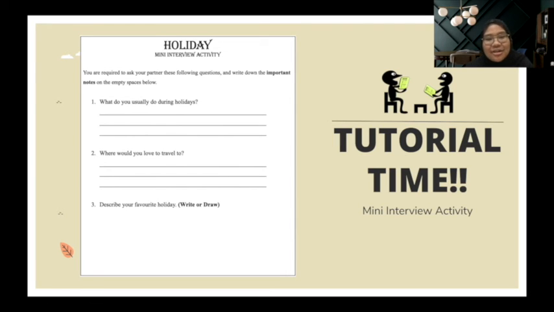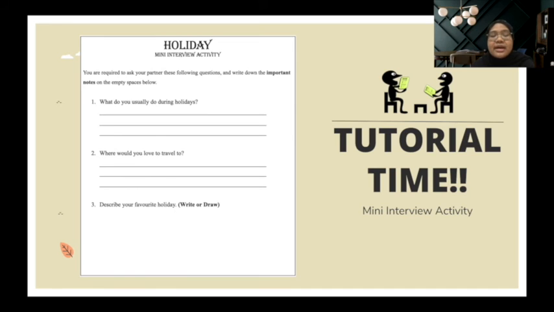Okay, without further ado, let's continue to our worksheet, our tutorial session. The task requires you to ask your partner the following questions and write down the important notes in the empty spaces below. To not confuse you, the one on my right side will be partner A and the one on my left side will be partner B. Partner A will go first and ask partner B the questions, and partner B will write down the answers. Then partner B will take a turn to ask partner A questions, and partner A will write the important notes on the worksheet given.